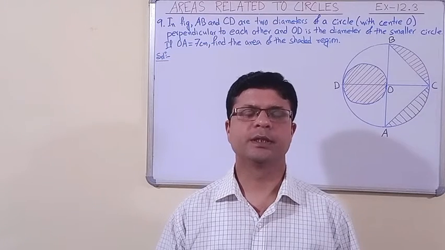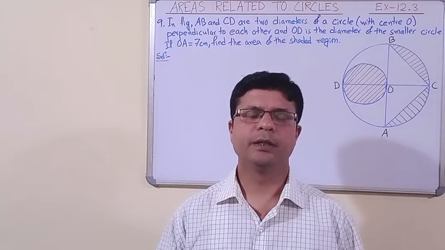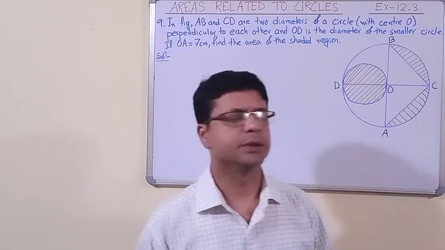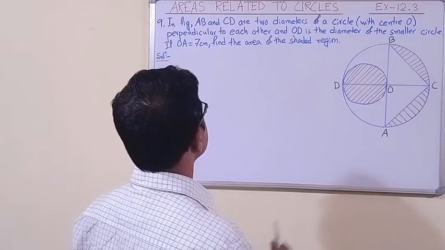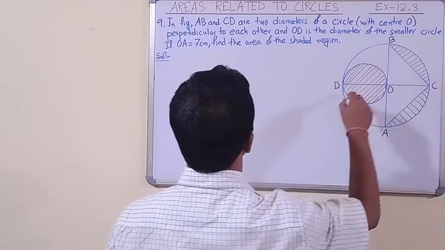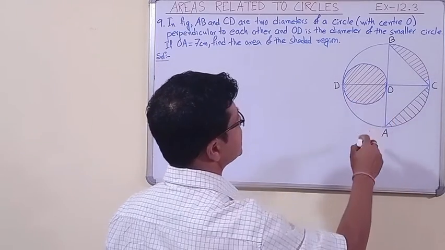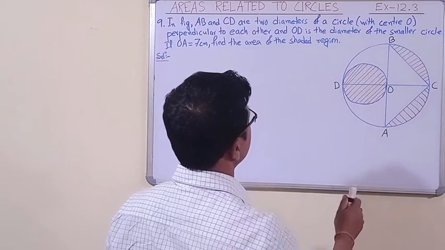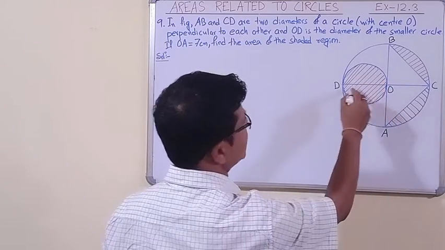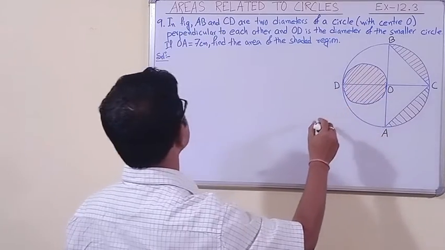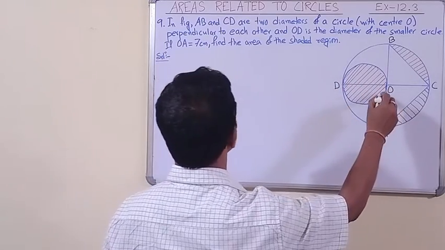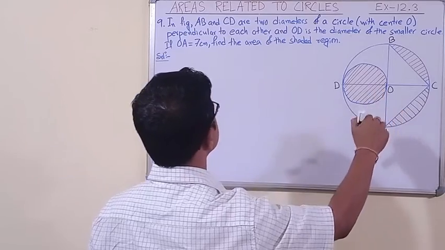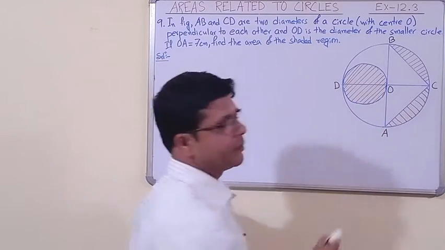Hello students, we are in exercise 12.3 and in question number 9. Let us read the question. In the figure, AB and CD are two diameters of a circle with center O, perpendicular to each other, and OD is the diameter of this smaller circle. If OA is equal to 7 centimeter, find the area of the shaded part.